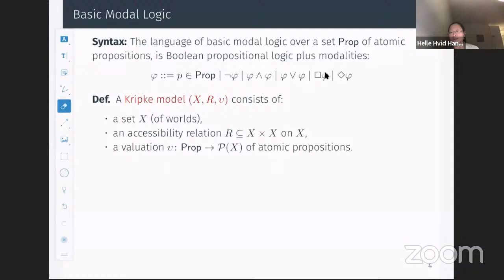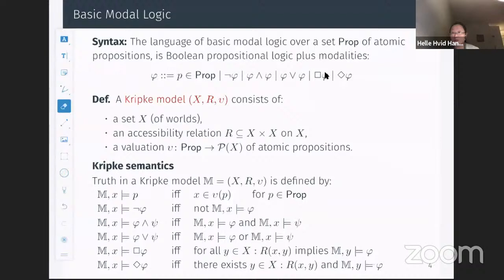Now, in order to interpret the atomic propositions, we also need what we call evaluations. That's just a function that for every atomic proposition tells us in which states this atomic proposition is true. So now we can define the truth of modal formulas in a Kripke model. And it's done inductively, in a way that you probably already expect.